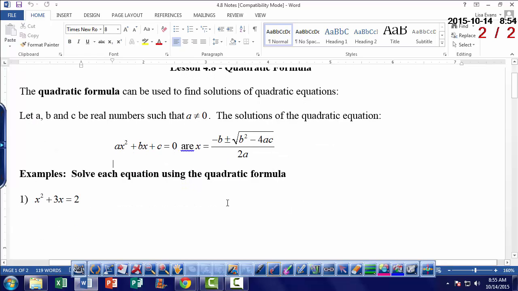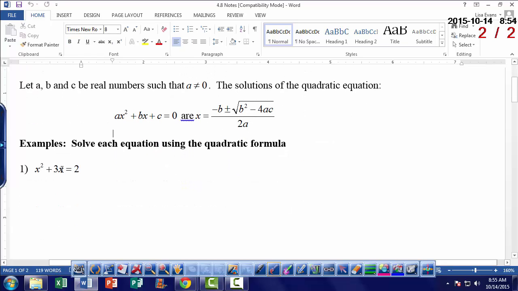You've all seen the quadratic formula before. Okay, right now we need to get it in descending order, so we need to subtract 2 on both sides. So we get x squared plus 3x minus 2 equals 0. I like to label a, b, and c. A is 1, b is 3, and c is negative 2.